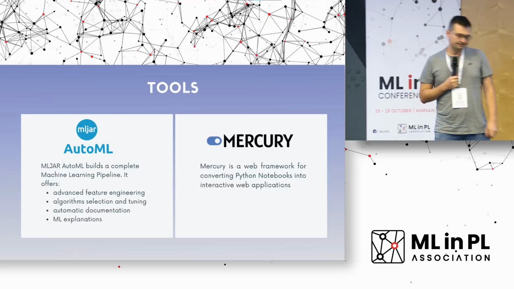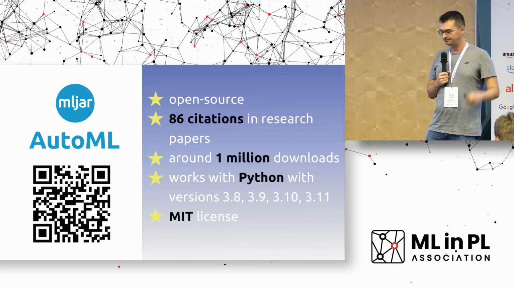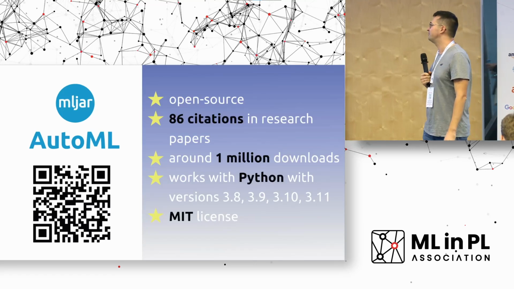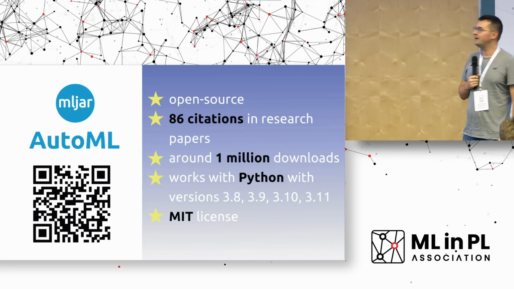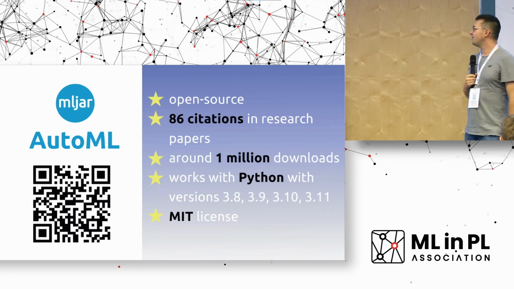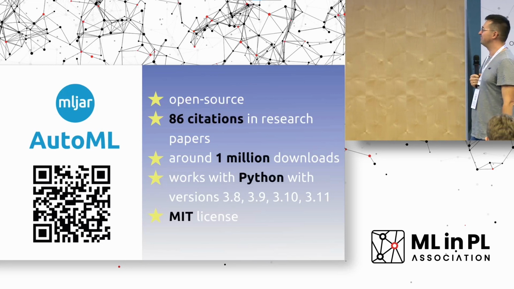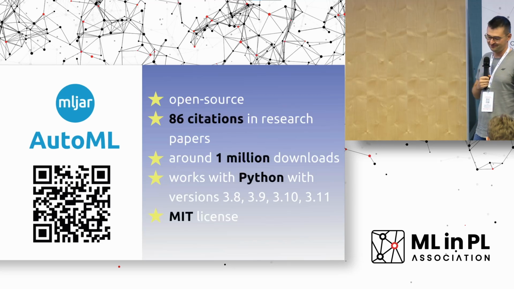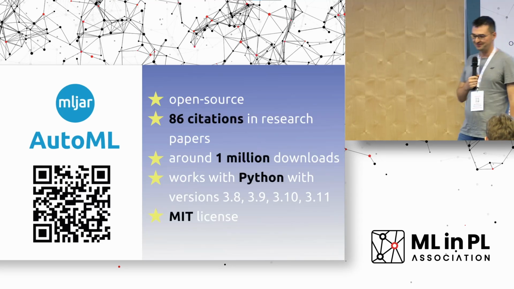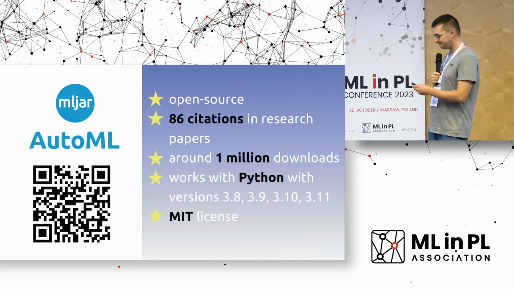The AutoML is a Python package for creating machine learning pipelines in an automated way. The project is open source on GitHub. It is on MIT license. And to my surprise, it has around 1 million downloads, and people even use it in research papers. So I was a little bit shocked when I realized this, but it makes me very happy.